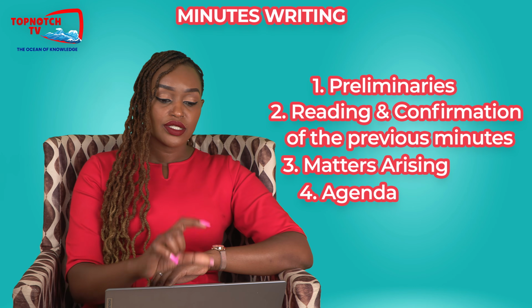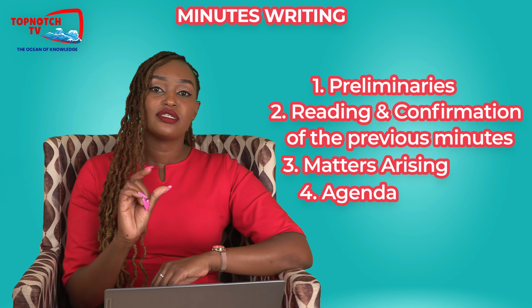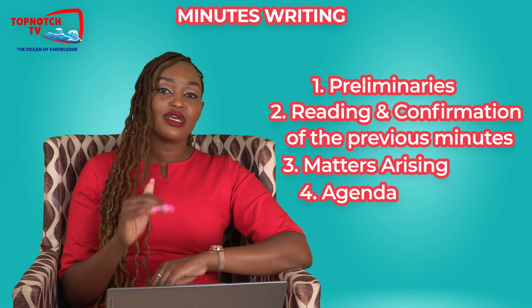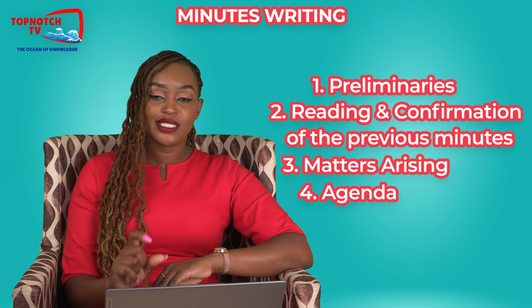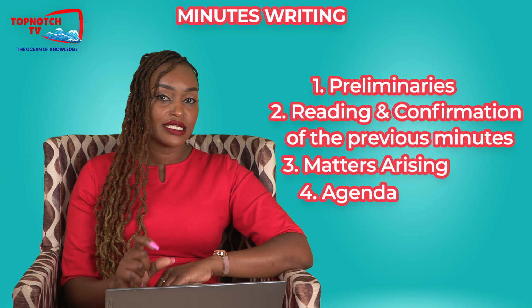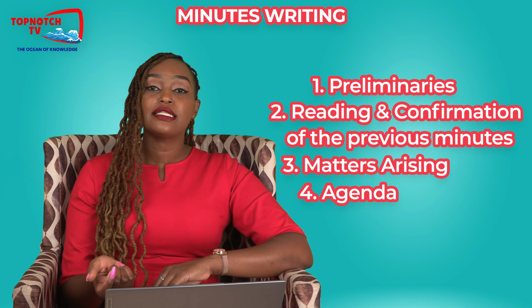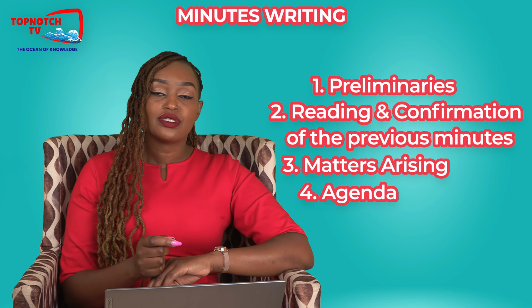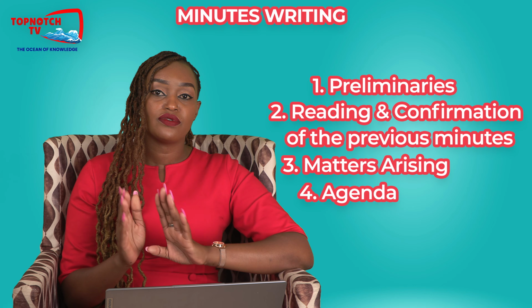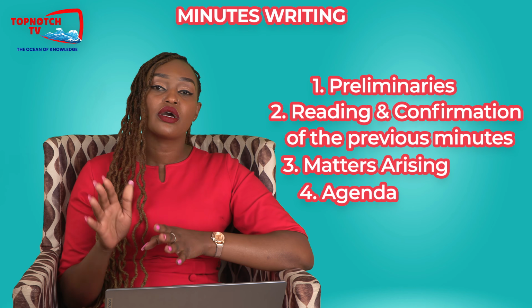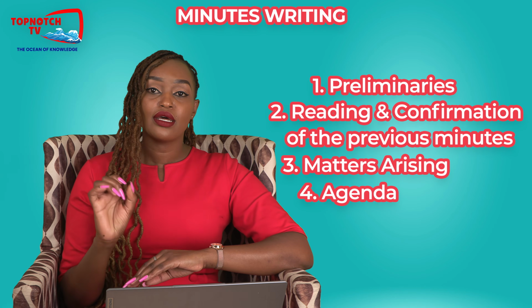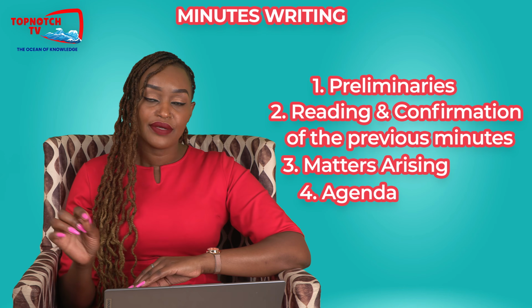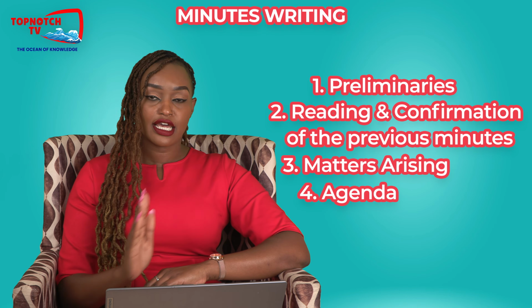So once you're done with minute number 4, this is matters arising, then you go to minute number 5. Don't say agenda. Just go to the specific issue under discussion. In this case, we're looking at academic performance. So say minute 5 stroke 10 stroke 2023. What is the issue at hand? Academic performance. Underline that. Go back to the margin and start writing.